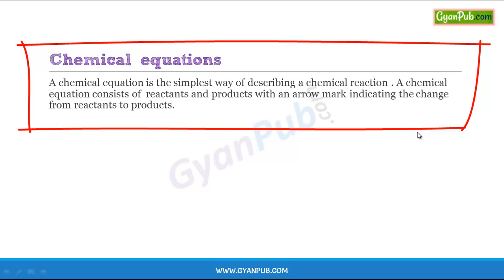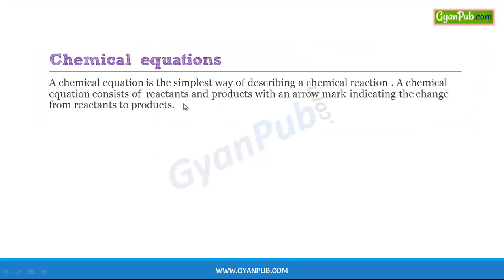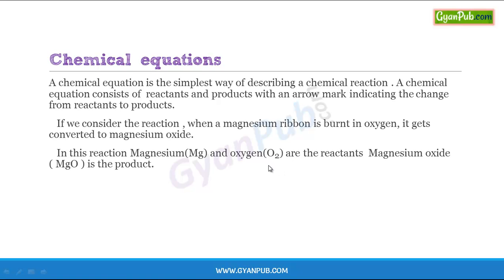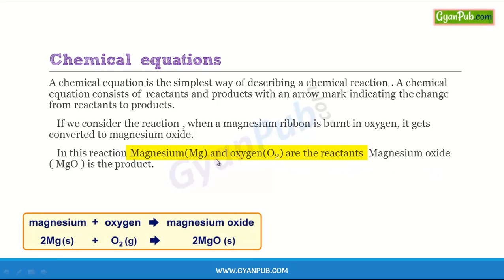A chemical equation consists of the reactants and products with an arrow mark indicating that reactants got changed to products. It is the simplest way of describing a chemical reaction. If we consider the reaction in which magnesium ribbon is burnt in oxygen, it gets converted to magnesium oxide. So in this reaction, magnesium and oxygen are the reactants and magnesium oxide is the product.